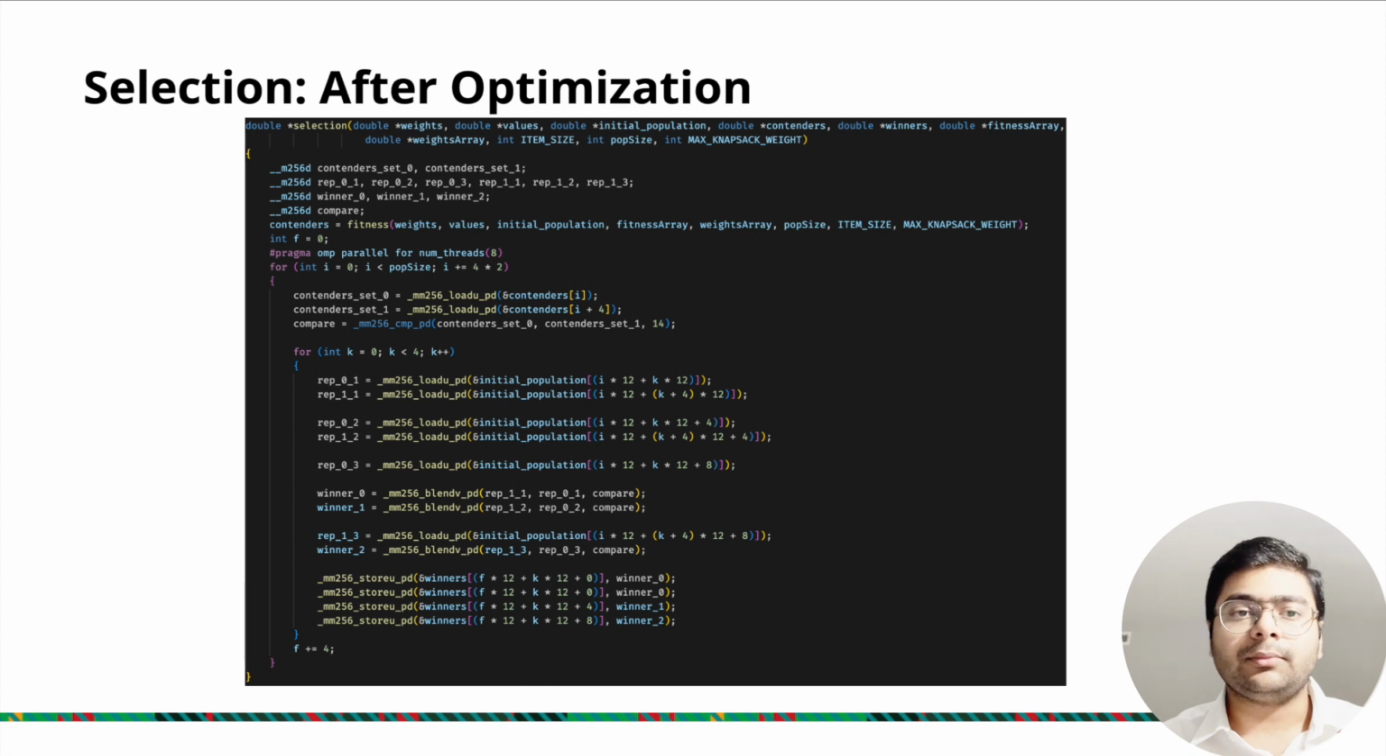We made the number of contenders participating in the tournament dynamic. Also, one major change is that we increased the population size in the later stages of the project to 128 inputs. In this version, 2 sets of contenders are loaded from the fitness array. 4 representations are then extracted to get compared. We also used OpenMP for parallelizing our kernel with 8 threads.